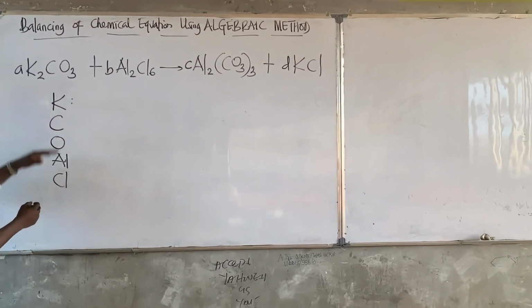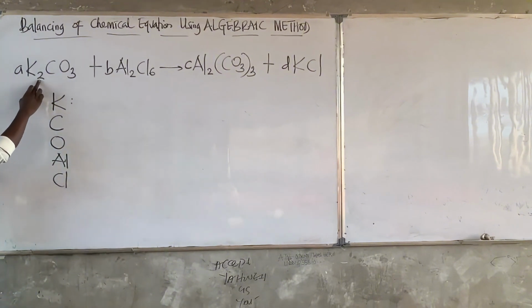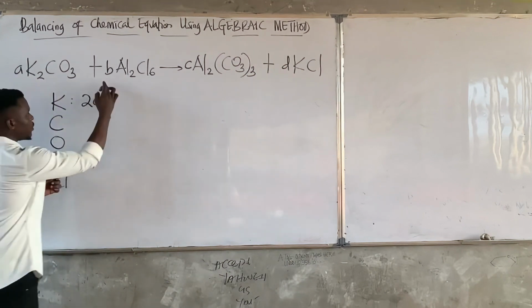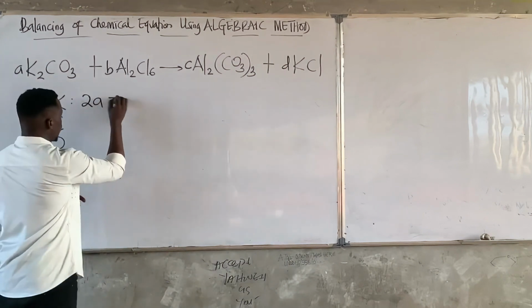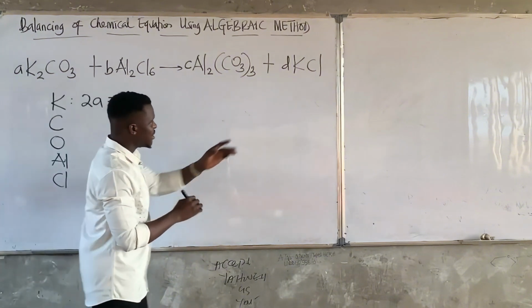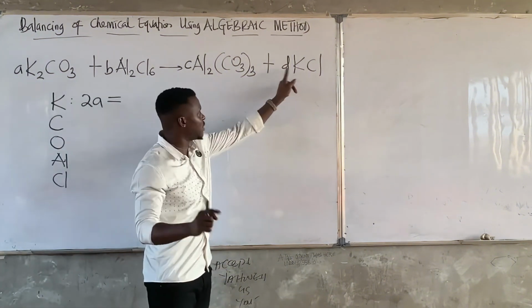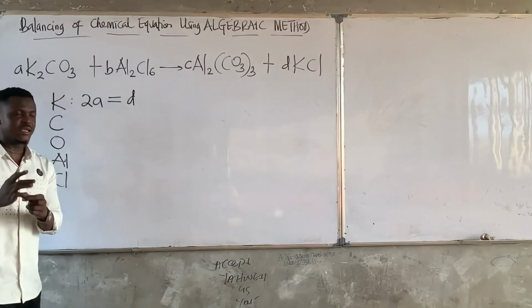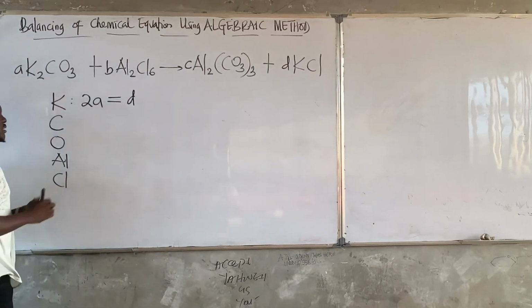Look at the left-hand side. The atomicity of potassium is 2, but you have to multiply this 2 with this A. 2 times A is 2A. There is no potassium here. This equals, you come to the right-hand side, there is potassium here, 1. 1 times D is D. So I've succeeded in writing the balanced equation in terms of potassium.